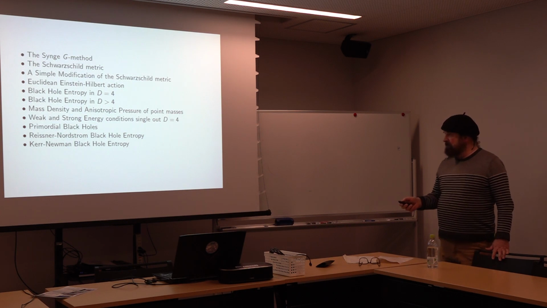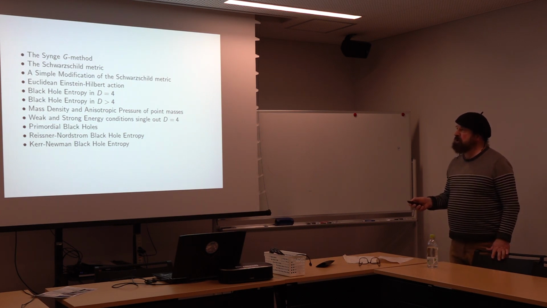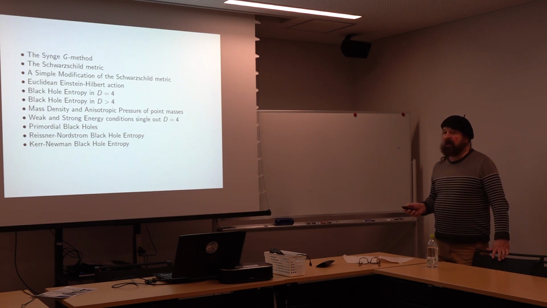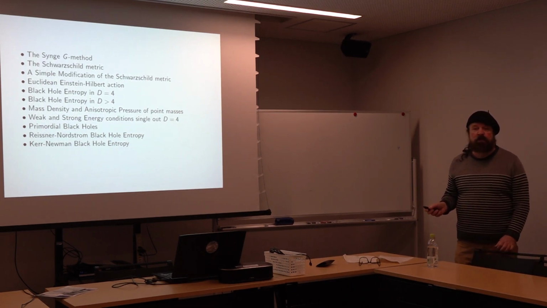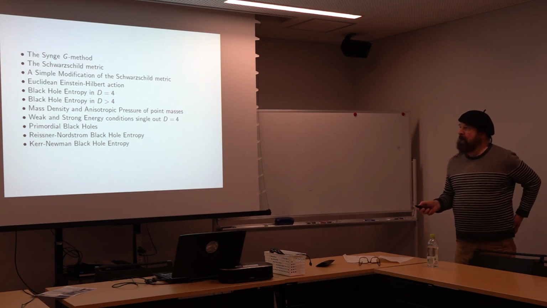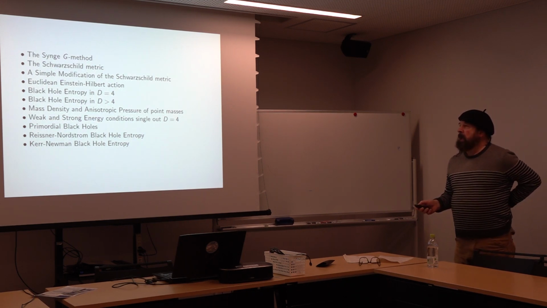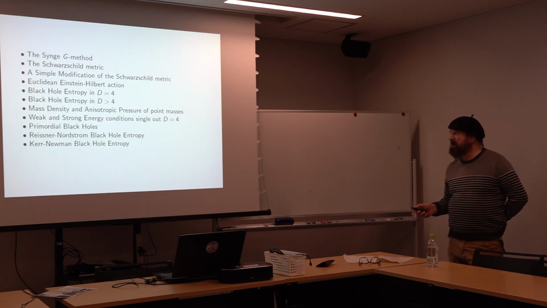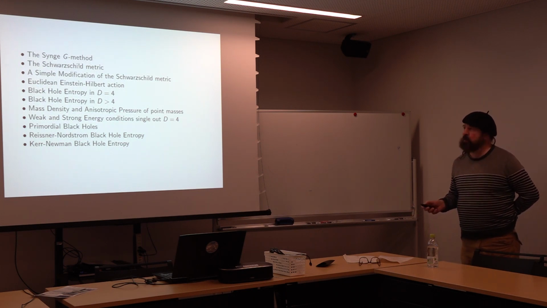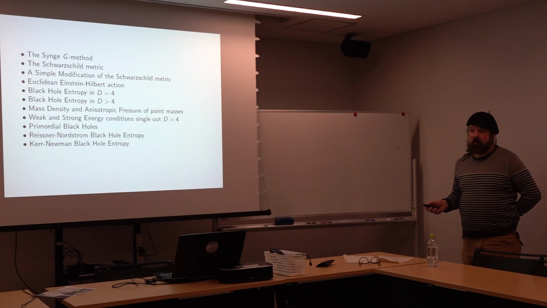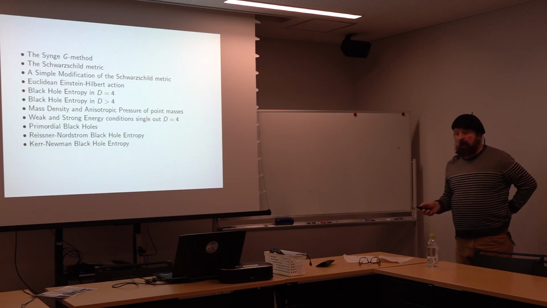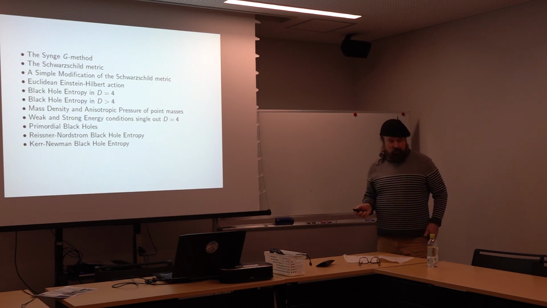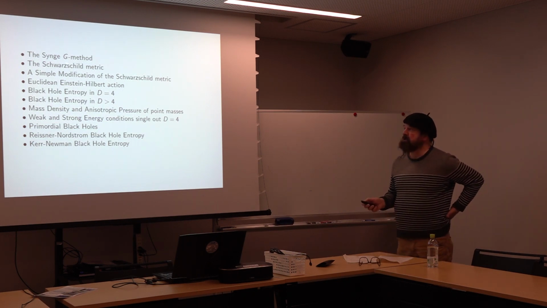Okay, so I'm going to start at the beginning to explain what the Sinh-G method is, which is essentially running Einstein's equations backwards. Then I will talk about the Schwarzschild metric. And then I'm going to make a simple modification of the Schwarzschild metric, which many will think is absolutely trivial, but it has profound consequences. So you will see how a simple tinkering of a mathematical solution can have profound physical implications.